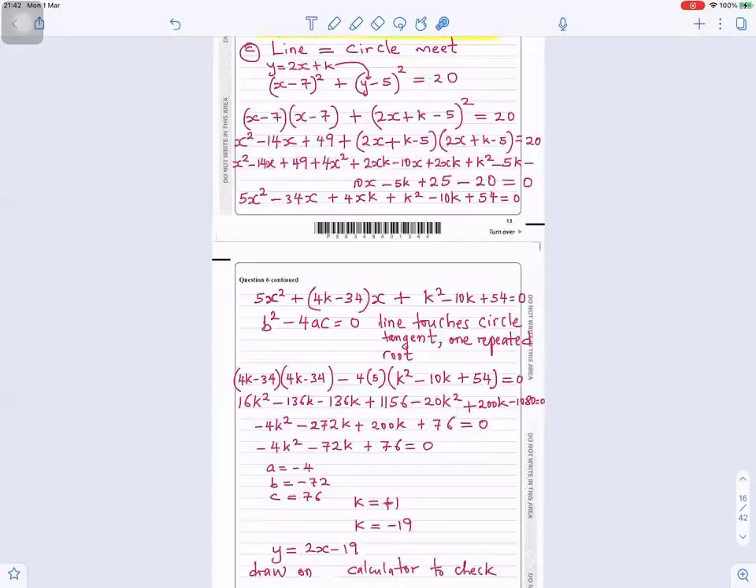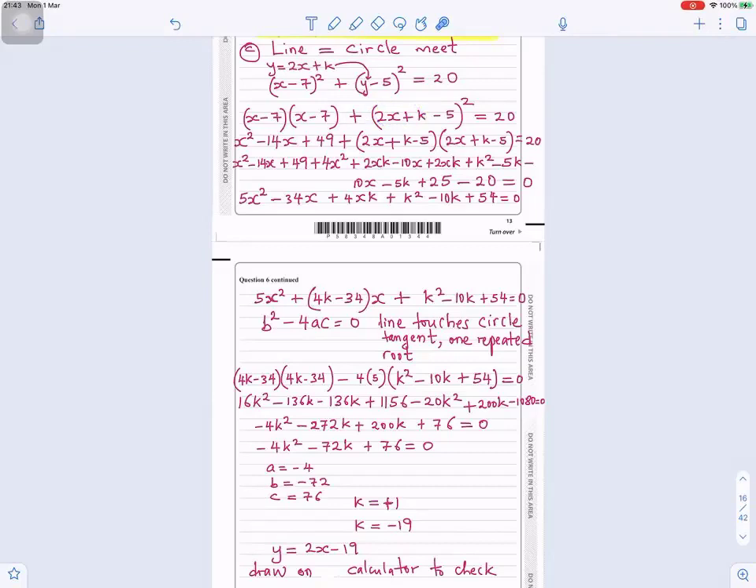For part C, we can do it in one of these ways. We have the line meets the circle. So we replace y with 2x plus k. It's a long process, replacing y with 2x plus k. So where y was, we put 2x plus k.